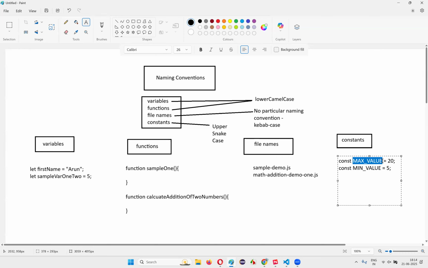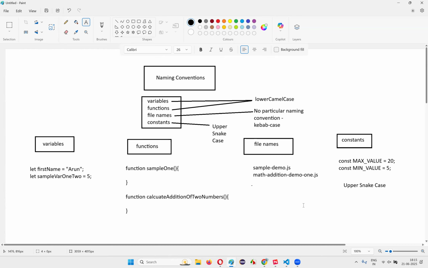If there are multiple words in this constant, all the letters of all the words in the constant will be in uppercase, and the words will be separated by an underscore in the case of constants. Okay. So what is the naming convention of the constants? That is upper snake case, guys.